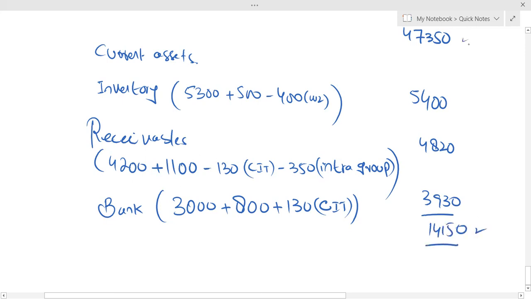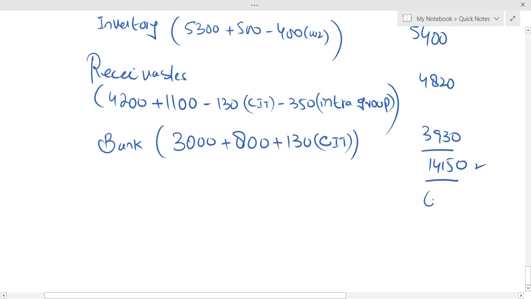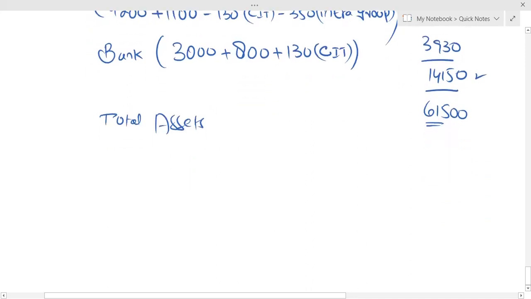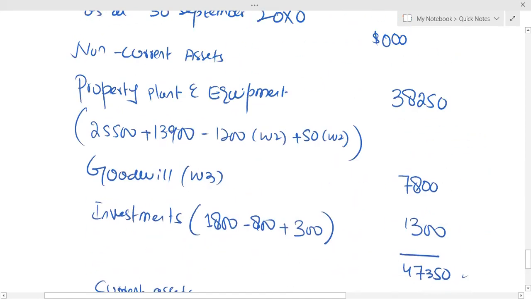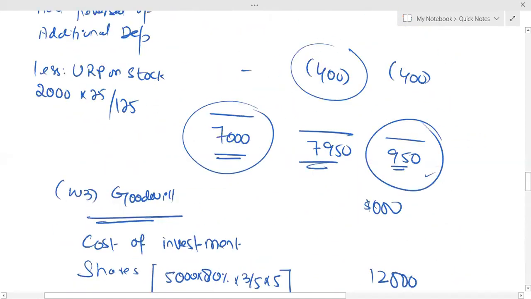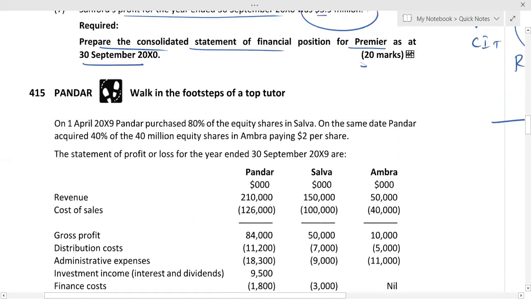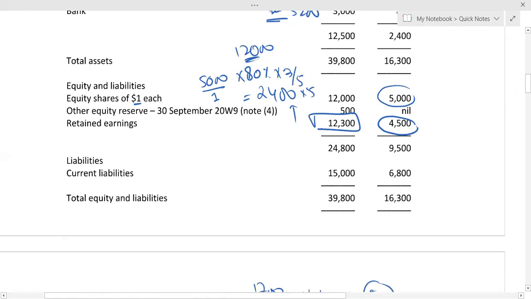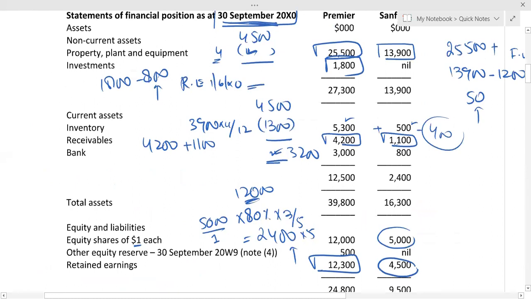Current asset and non-current asset. Non-current is 47,350 plus 14,150. I'm getting total asset 61,500. Total assets are 61,500. Now let me show you the values of the bank. Parent is having 3,000, subsidiary is having 800, and we just added cash in transit.